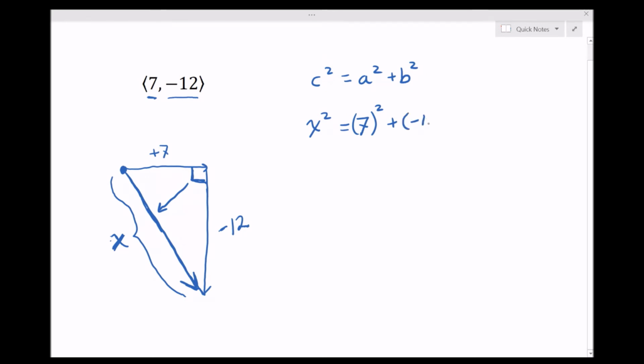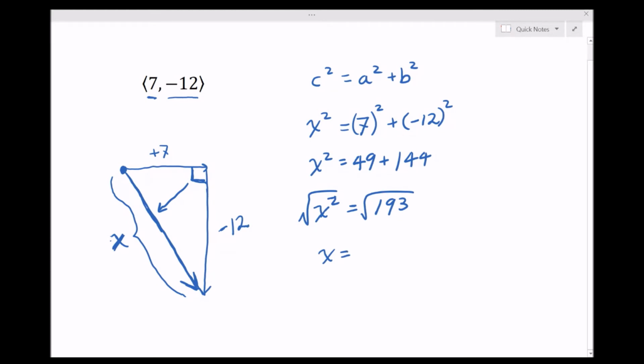Anyway, negative 12 squared. Now we have x squared equals 7 squared, which is 49, plus negative 12 squared, which is 144. So you have x squared equals 193. And how do you get the x by itself? How do you undo squaring? Well, you square root both sides, and you get x as the square root of 193 in exact form, or as a decimal approximation, 13.89. So that's the length of the vector. It's just a straightforward application of the Pythagorean theorem.